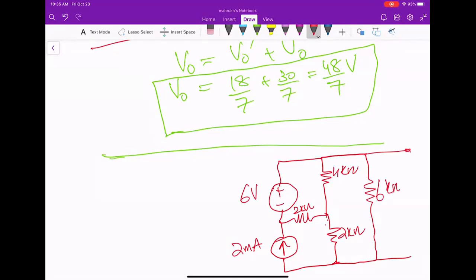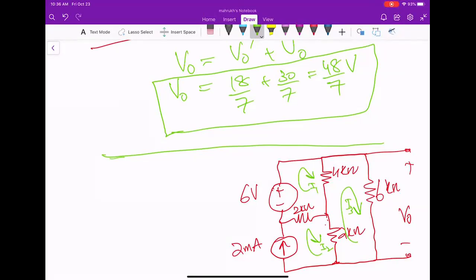So this is my original circuit, and I will be using mesh analysis, okay? So I am taking I1, I2, and I3. Okay. Let's see. I will write the equations.